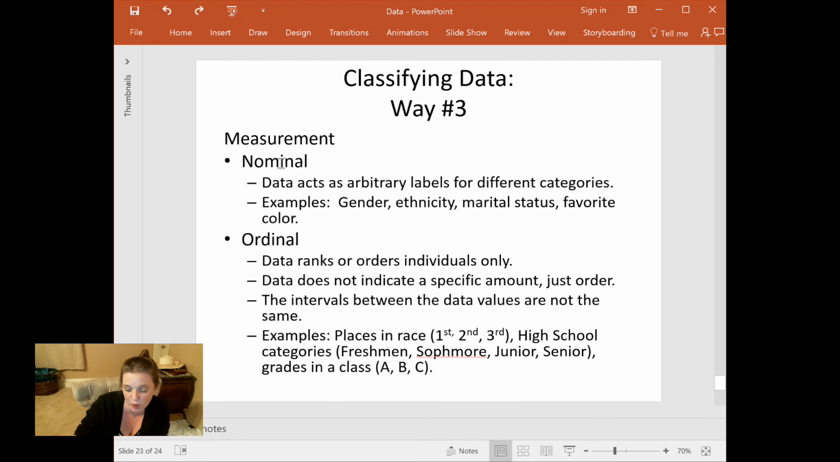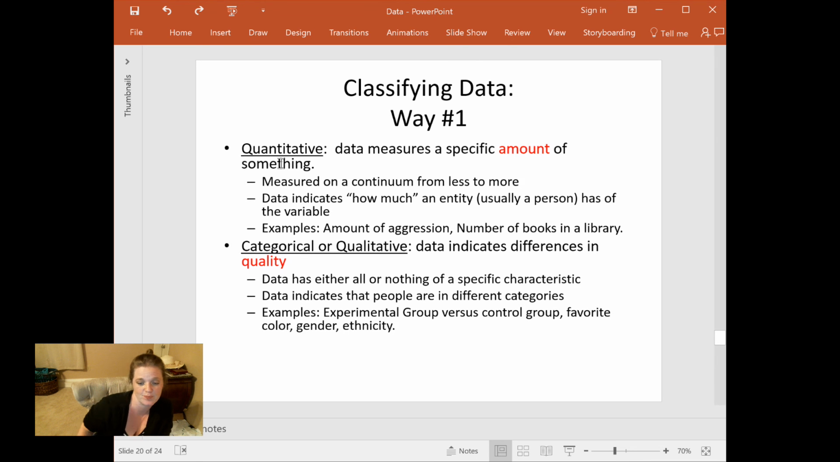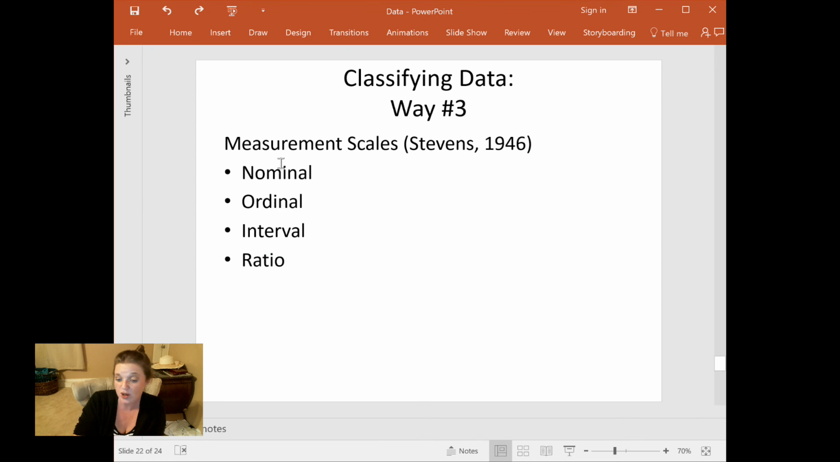Because what's much more important is, are your variables qualitative or quantitative? Are you shoving people into groups, or are you measuring people along a dimension? That is the most important way to classify data in our class, which is why I call it classifying data way number 1. And that is the one I want you to spend the most time making sure you understand.